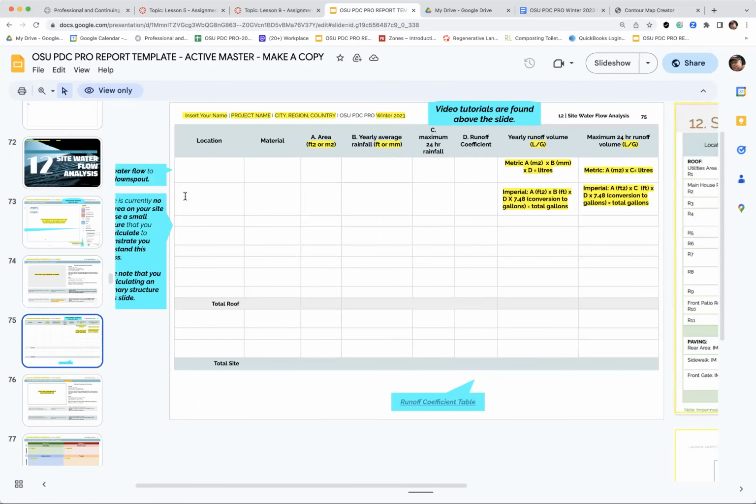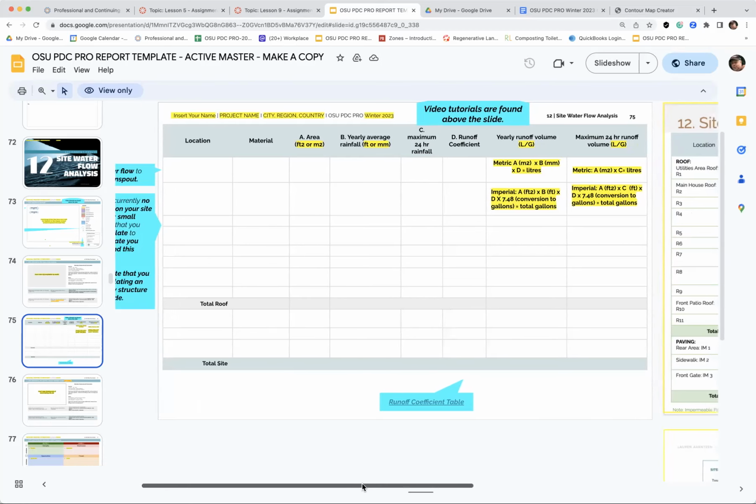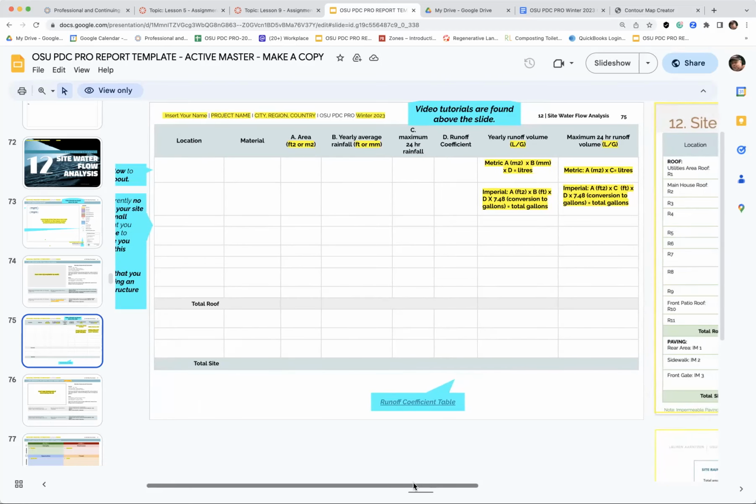Then we're going to break that out. Here, we're going to have different impervious surfaces with your roof and then your driveway below. And the same idea: what the material is, the size of it, your average annual rainfall, the maximum 24-hour event, if you're able to find that, and then the runoff coefficient with your materials. And there's a table right here that you can click on to find that info out. I've touched on a few of those as I've been chatting.